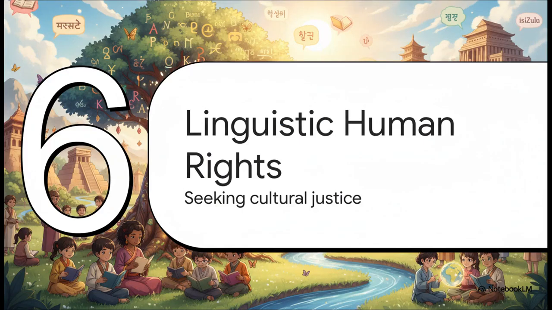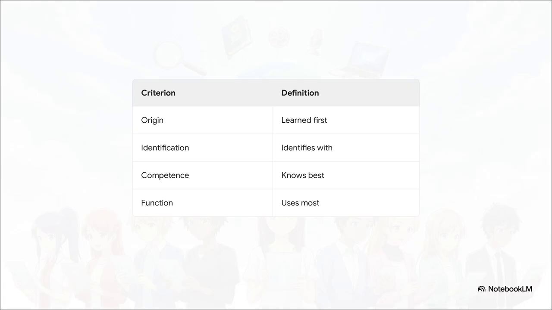Bringing us to our final part, Section 6, Linguistic Human Rights Today. Let's look at how we're seeking balance and cultural justice. So, if communities want to protect their mother tongue, they first have to define what that actually means. And as it turns out, it's incredibly multi-layered. Researcher Tove Skutnabb-Kangas breaks it down into 4 distinct areas.